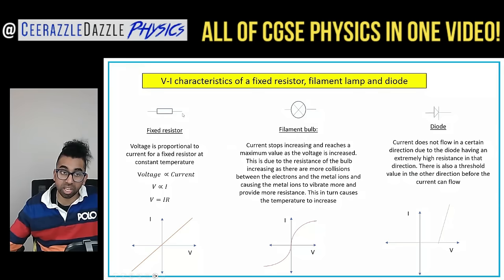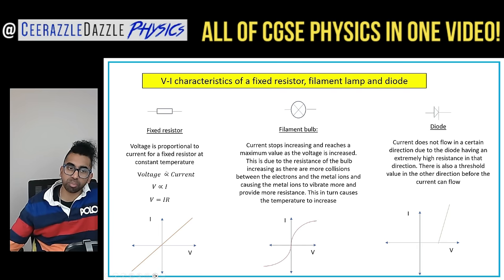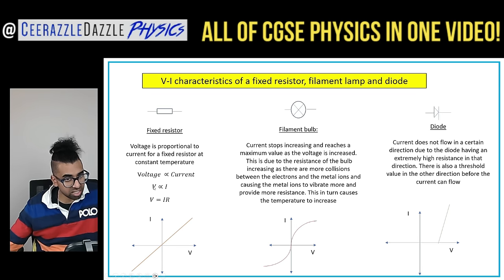So looking at them all together, we can see for the fixed resistor, we get a straight line, directly proportional relationship. For the filament bulb, we can see that it curves off over here. For the diode, we can see that it doesn't work in one direction, then it starts to go up. Make sure you can understand that for the fixed resistor, voltage is proportional to the current, and therefore you can say V is directly proportional to I, and this leads us to Ohm's law: the voltage is equal to the current times the resistance. V is equal to I times R over here.